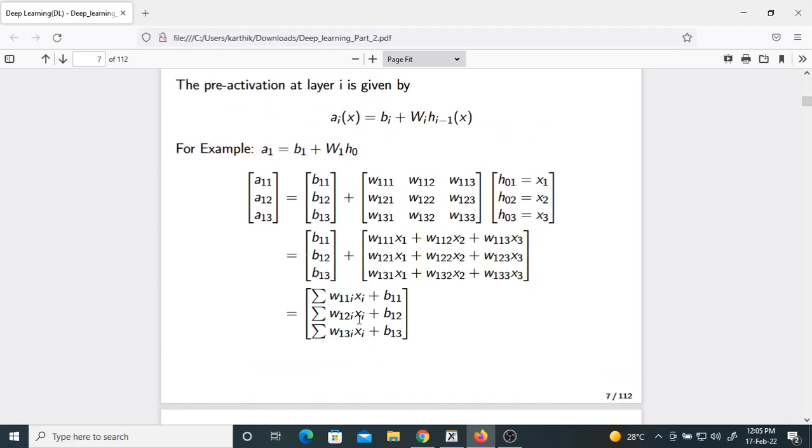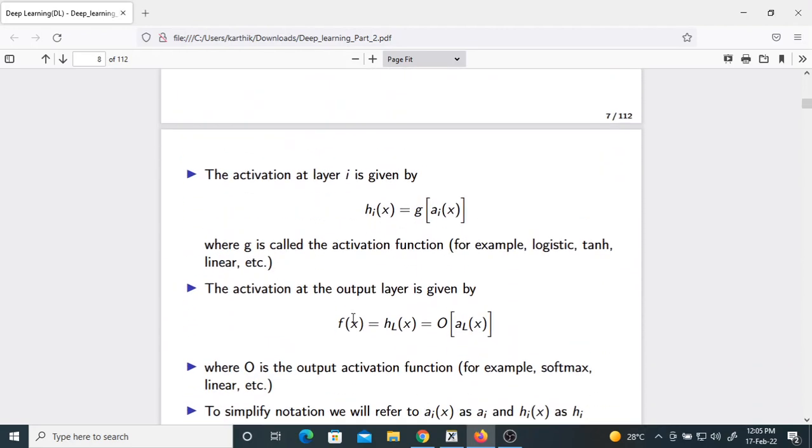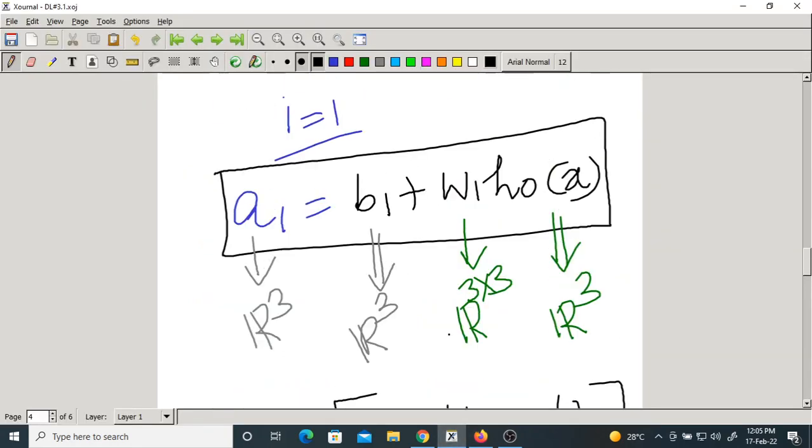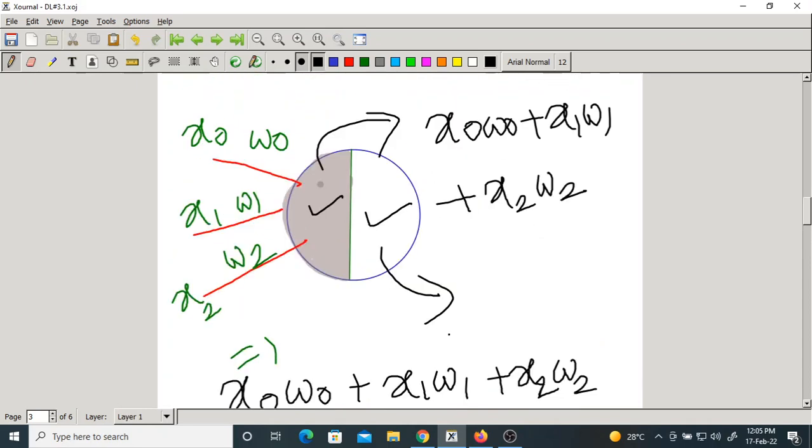This is the activation. This is what? A1. A1 is a vector. h0 is a vector. B1 is a vector. W1 is a matrix. So this is the pre-activation of layer 1. Now, let me go back here. Okay, so pre-activation is over.